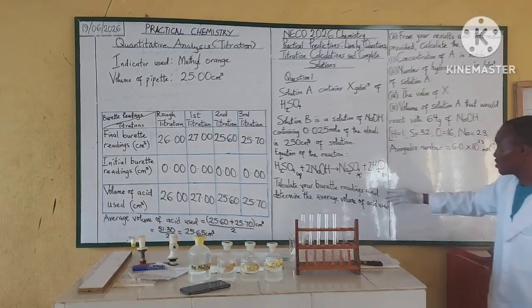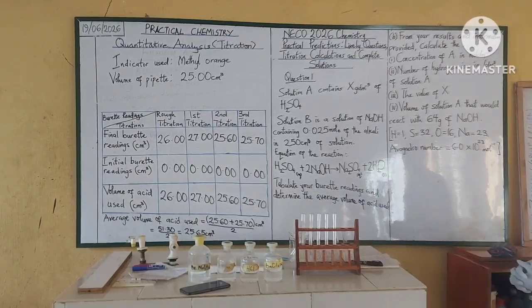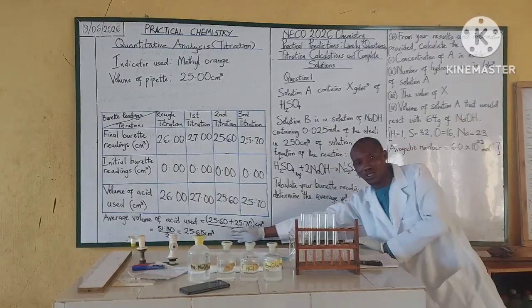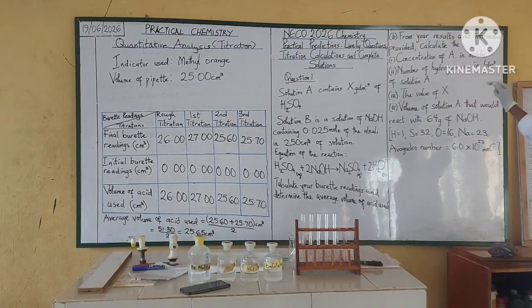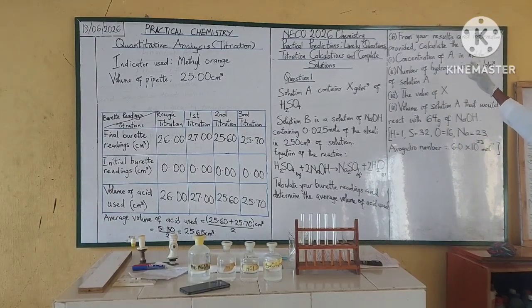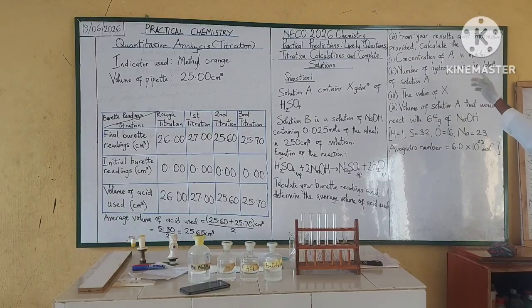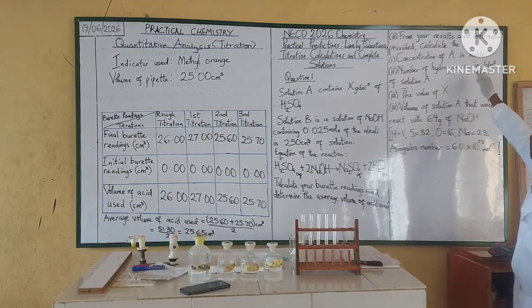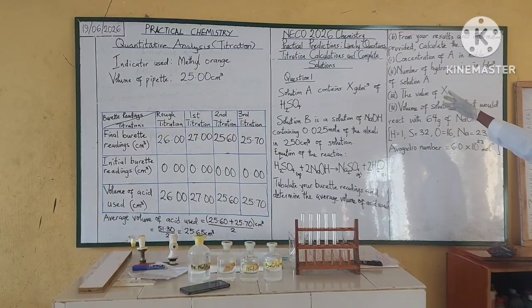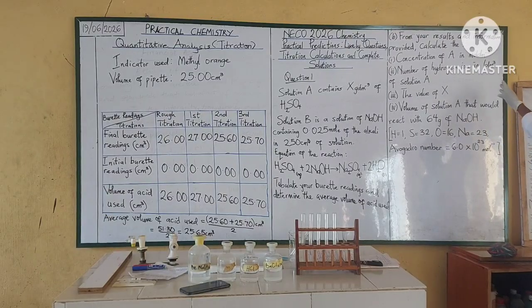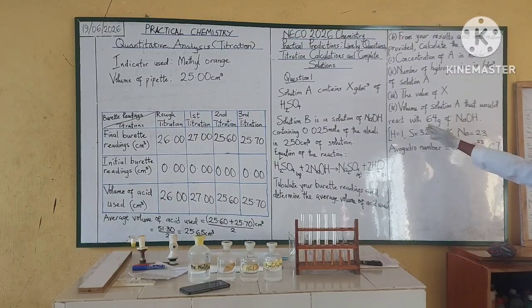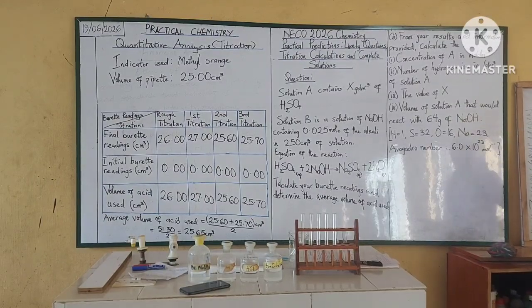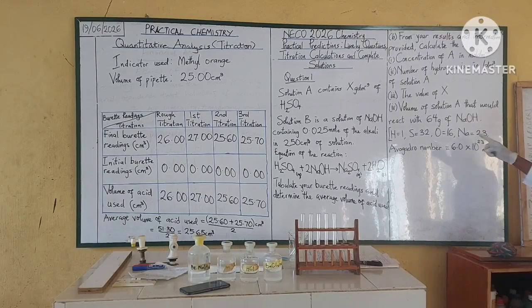Then we have to tabulate our burette readings and obtain the average volume of acid used. Of course, that is what has been done here. Then, what are the other questions that we may likely encounter? They are these. From your results and information provided, calculate the concentration of A in mole per dm cube. The second question: the number of hydrogen ions in 1 dm cube of solution A. The third question: the value of X. The fourth question: the volume of solution A that would react with 64 grams of sodium hydroxide.